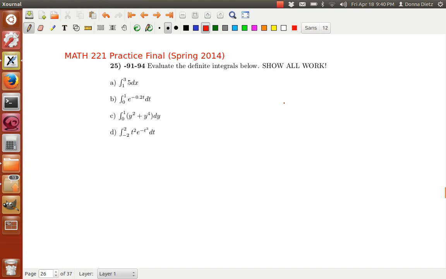So this is fundamental theorem of calculus questions. And what we get in case A is 5x plus c, but we don't do the plus c. And we double check 5x, take the derivative, you get 5. Great. And what this means is we're going to take x and replace it with 3. We're going to take x and replace it with 1. Subtract. So the answer to question A is 10.